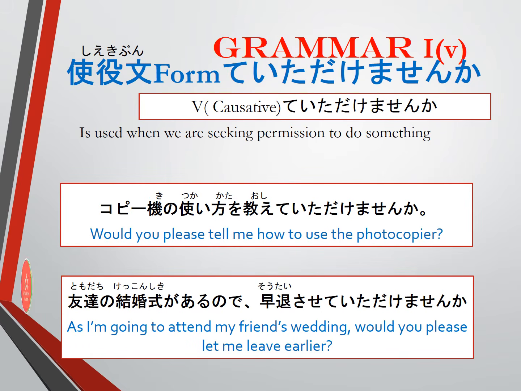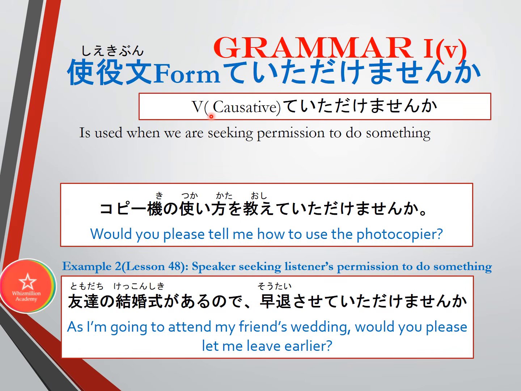We have come to the last part of the grammar slides. Over here, we are combining the causative verb form shieki with te itadakimasen ka. The first time we learned about te itadakimasen ka was in lesson 26. In lesson 26, we simply combined the te form of the verb with te itadakimasen ka. We can use this sentence when we are requesting help from another person to do something for us. So in lesson 26, the person who is doing something is the listener.